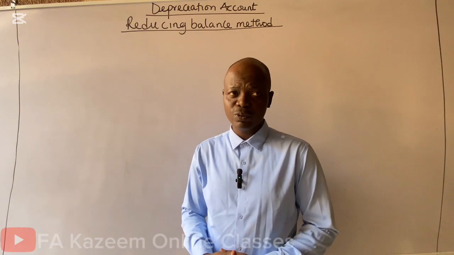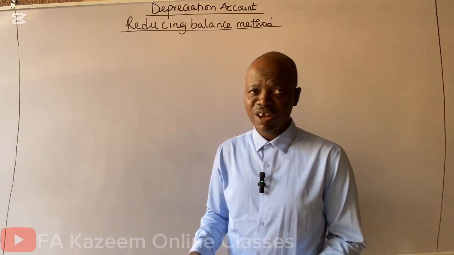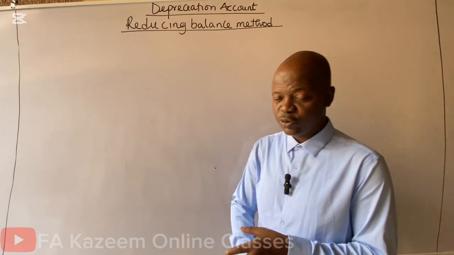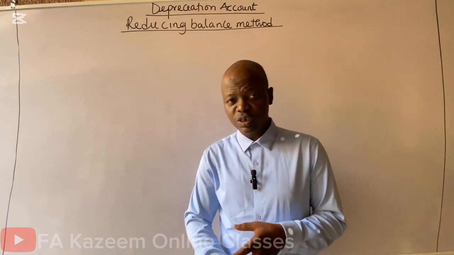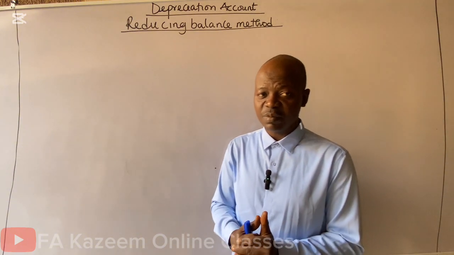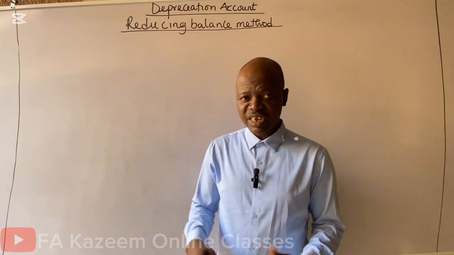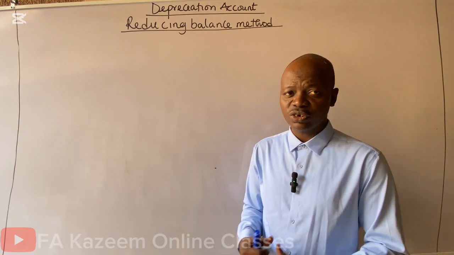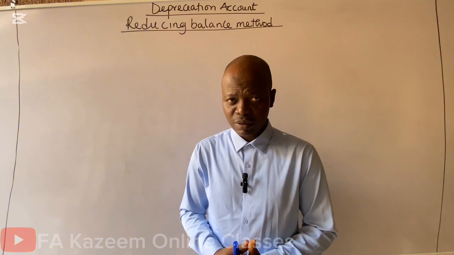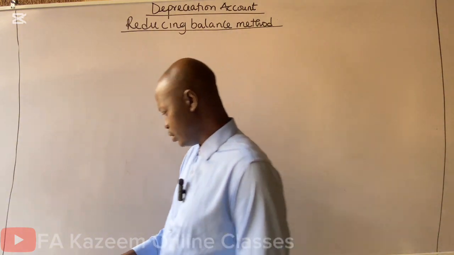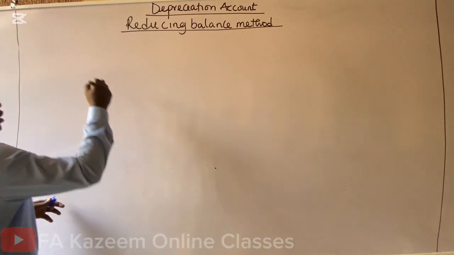In the previous video, we said there are different methods of calculating depreciation: the straight line method, the reducing balancing method, production unit method, sum of the year digit method, revaluation method, and annuity method. In that video, we looked at calculation under the straight line method. But today, we'll be looking at the reducing balancing method. Firstly, what is reducing balancing method?